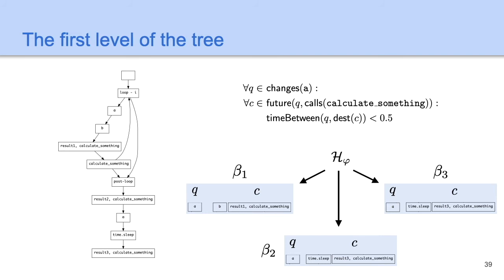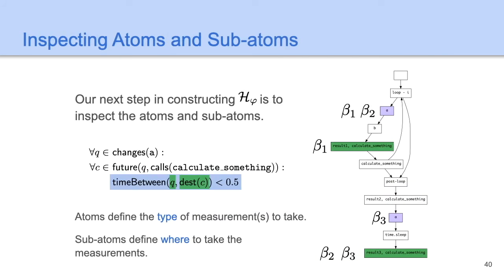Now, if we look at the symbolic control flow graph shown on the left, it's clear that more than 3 static bindings can be derived, but we just show 3 here for the sake of illustration and to save space. The next step in instrumentation, once we have static bindings, is to inspect the atoms and the subatoms of our CFTL specification. As we saw before, time between less than 0.5 makes an atom, and Q and dest of C makes subatoms. Atoms define the type of measurement to take.